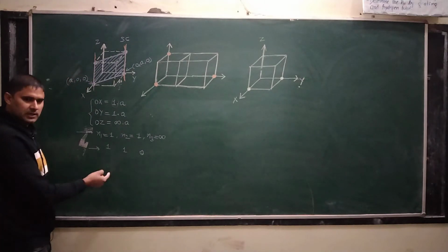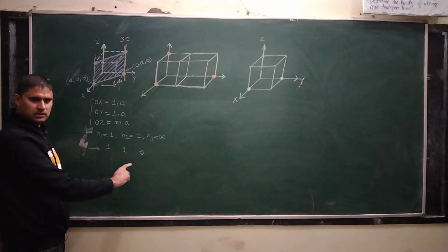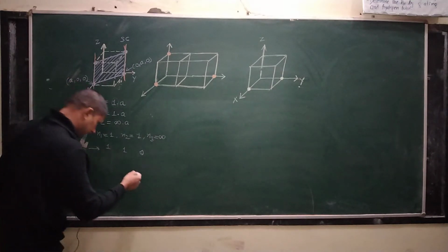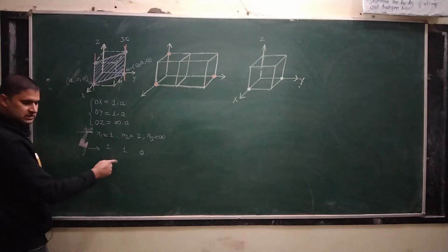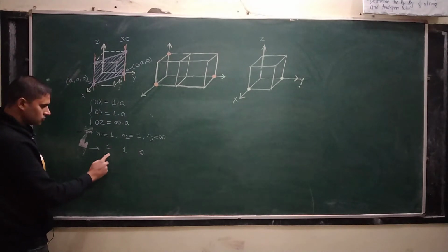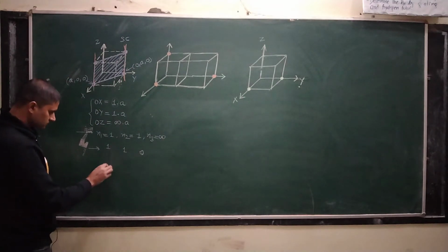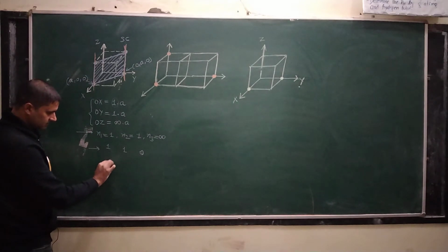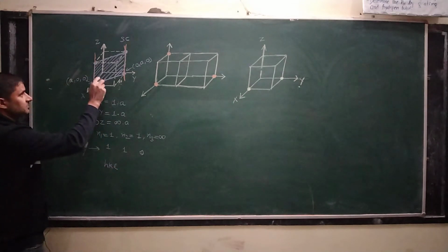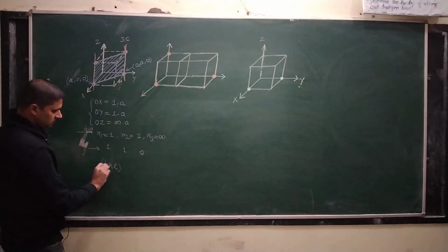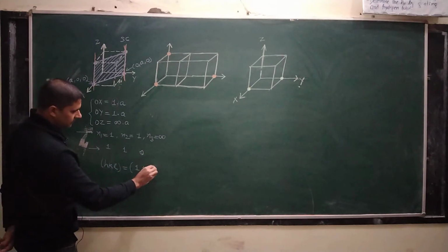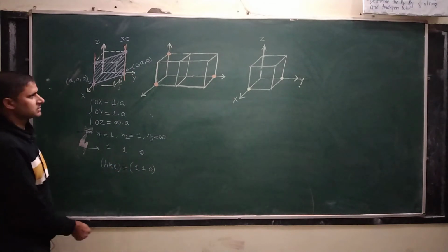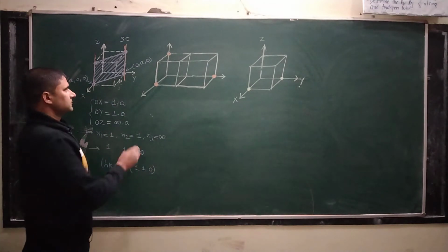Okay, now you will put them in, there is no fraction here; if there is any fraction then you will remove the fraction, otherwise you will carry on with the same digits. So here we have 1 1 0. So HKL for this particular plane will be equal to 1 1 0. Okay class. Now come to the next figure.